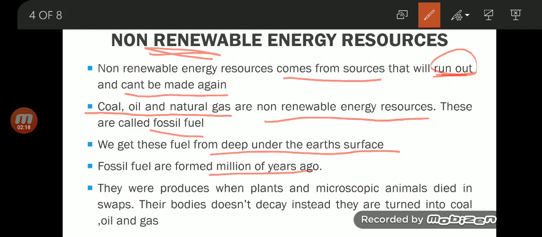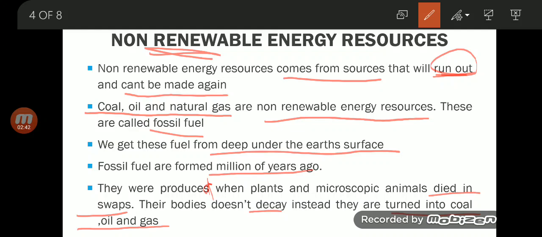They were produced when plants and microscopic animals died in swamps. Their bodies did not decay. Decay means to rot. Instead, they turned into coal, oil, and gas.